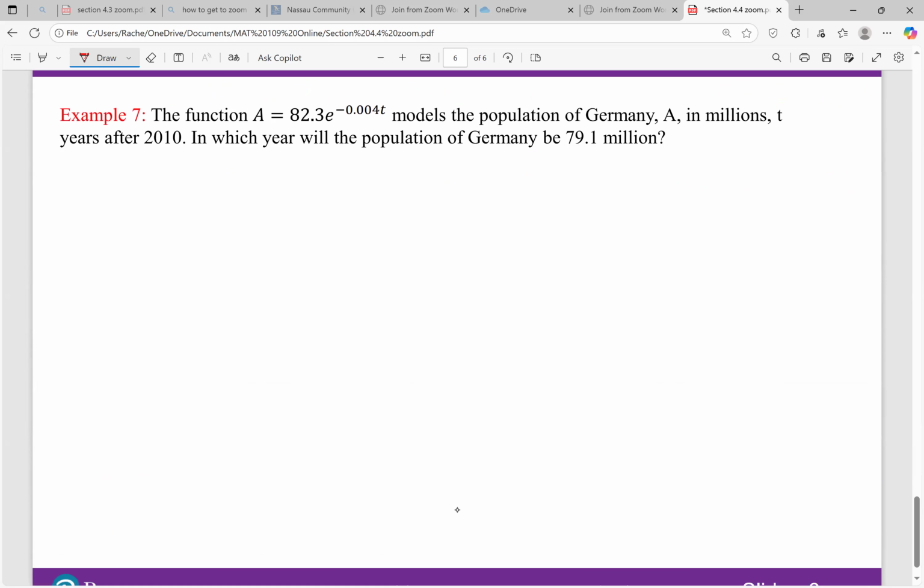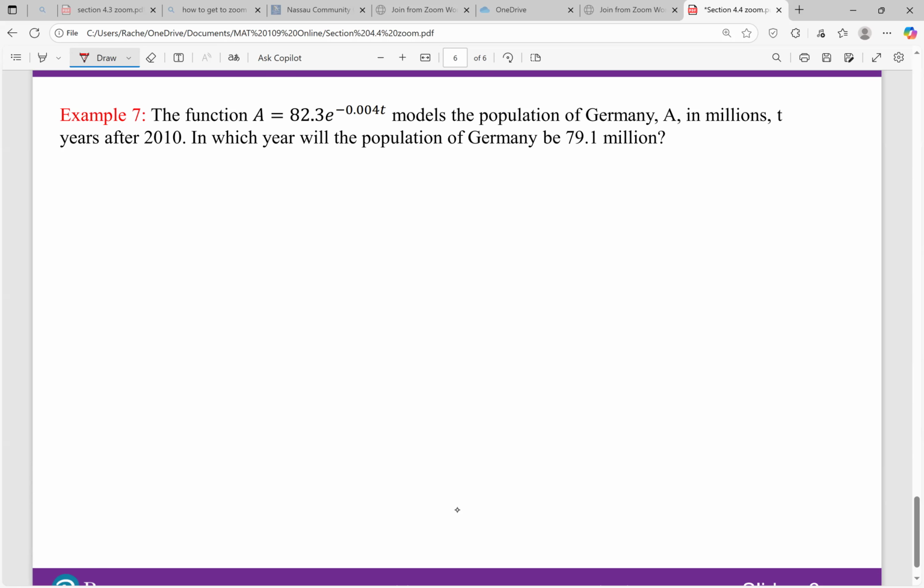And let's do one more. So example 7, this is modeling a population. So the function A equals 82.3 times e to the negative 0.004 times t models the population of Germany. We'll call the population amount A in millions, t years after 2010. So in which year will the population of Germany reach 79.1 million?